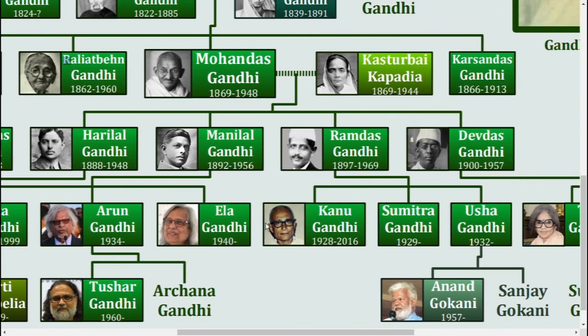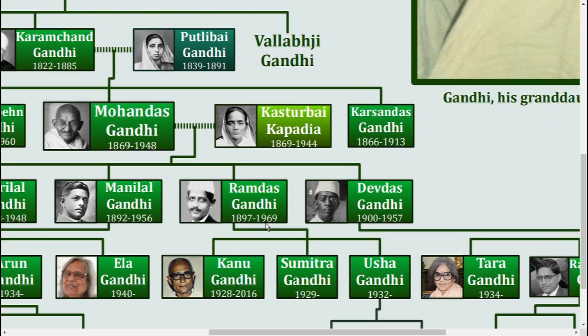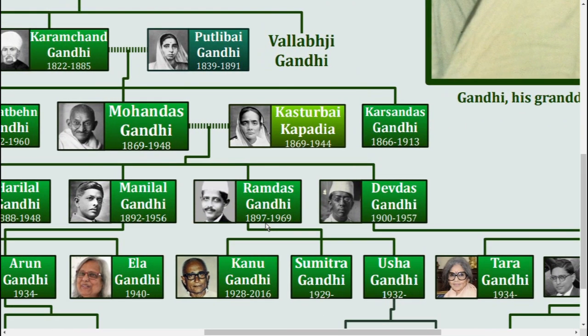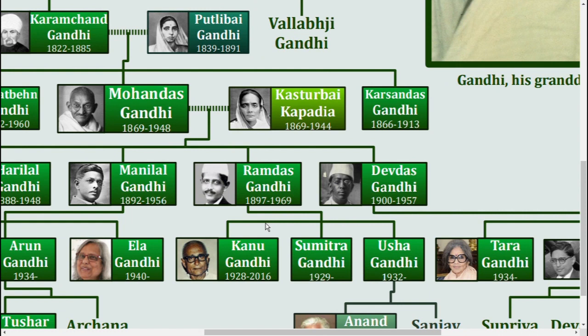Now, the next child, Ramdas, actually lived the longest of the 4. He participated actively in all of his father's protests, despite his dislike of asceticism, or abstinence from sex, to pursue spiritual joys. And at Gandhi's funeral, he was actually the one who lit the fire to start the cremation, as per his father's request. He died in 1969, and he had 3 children, Kanu, Sumitra, and Usha.